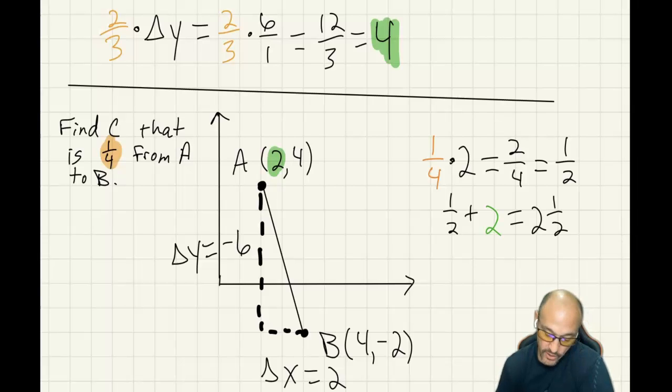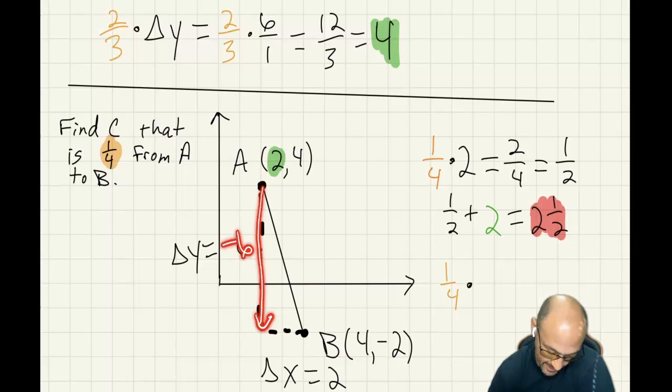That's just fine. So the x value of our point C is going to have the value 2.5. And I'm going to make that red. That's our x value. And next, we take that 1/4 and we multiply it, this time by -6, because we're going down 6. That's our delta y.